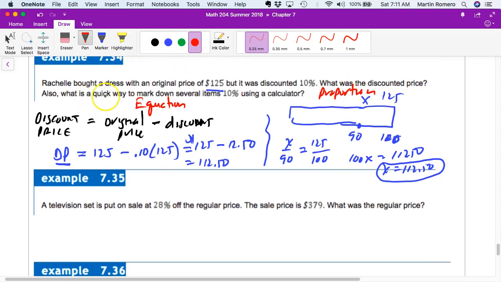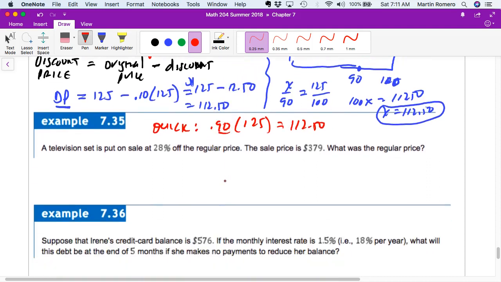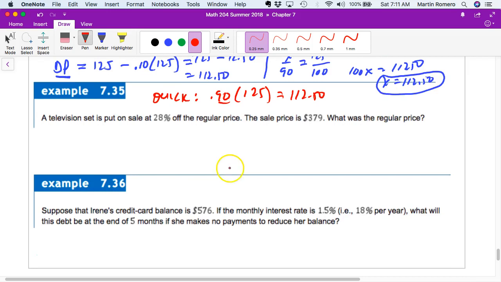And so what's a fast way to mark down several items on a calculator? The fast way is to realize that if you're taking away 10%, what you do is you just multiply your original price by 0.90, because you're keeping 90% of the price. So that's a quick way to do it. If you're taking away 10, you're keeping 90. Let's go on to these other two examples here.